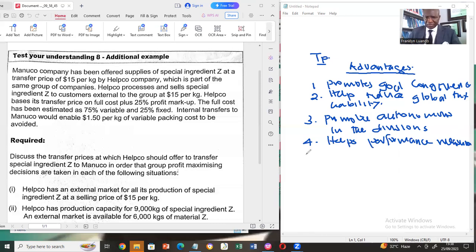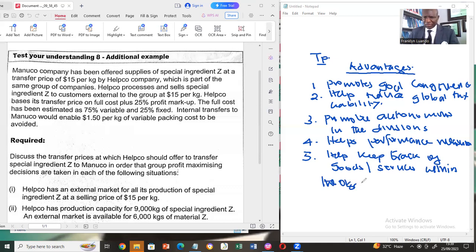Number 5, I want you to understand that an ideal transfer pricing will help the organizations, or rather the divisions, to keep track of the movements of goods and services within the organization. So basically, these are the objectives or the advantages of transfer pricing in the organization.